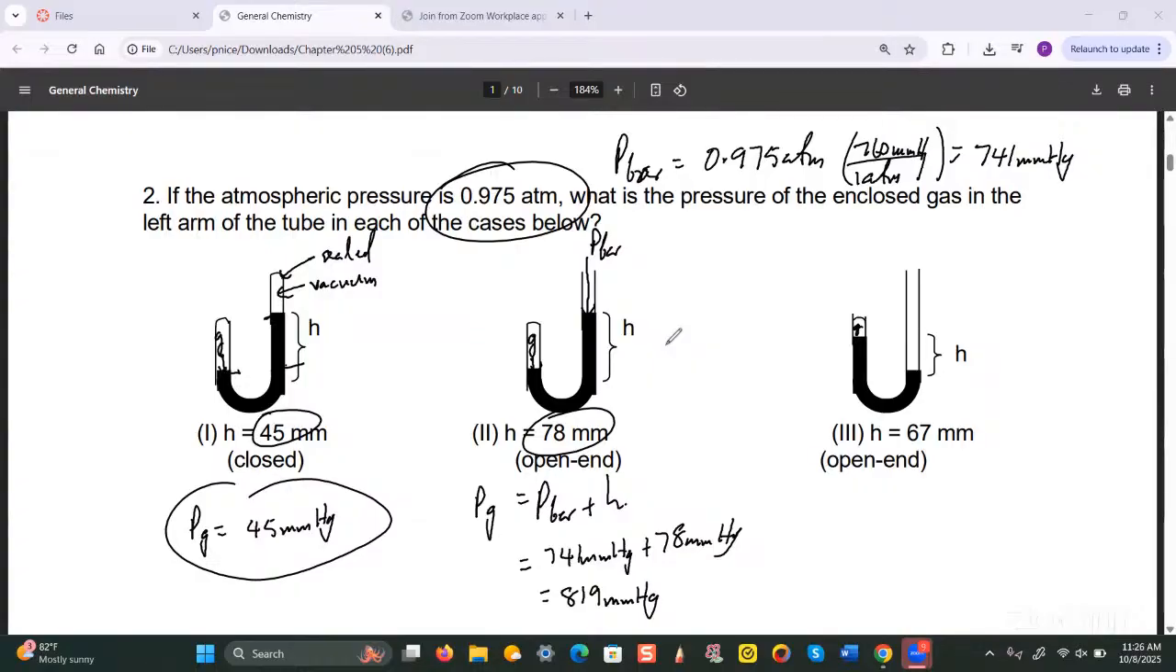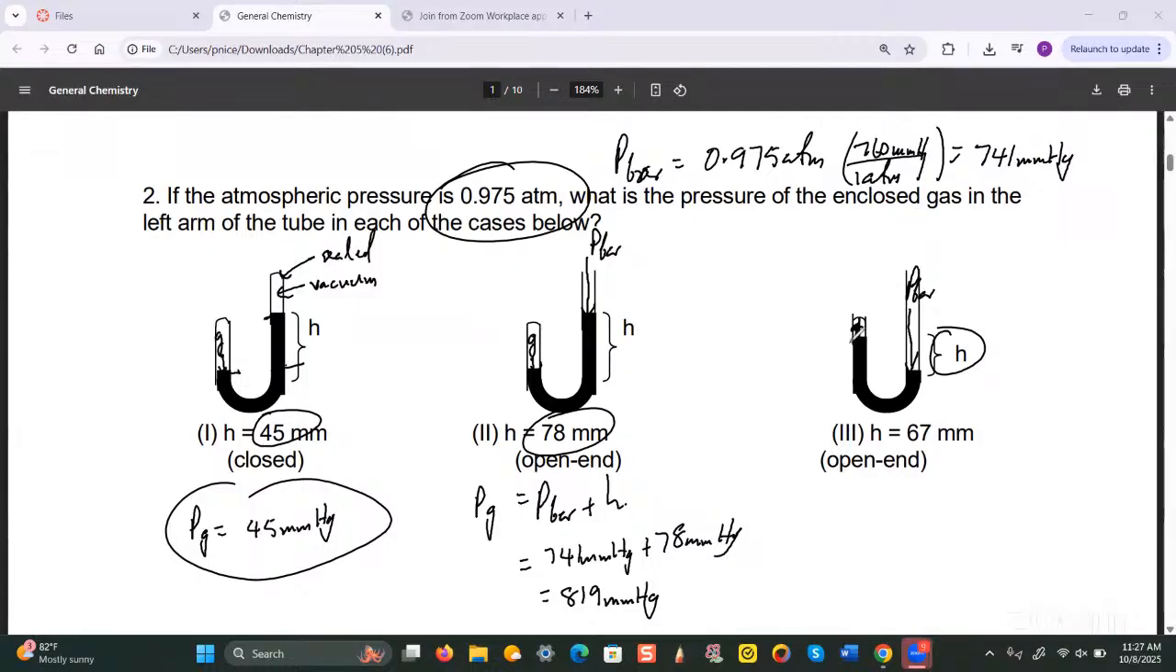Any questions about this one? Okay, now in the case of the third one, again, you're going to have your gas here, exerting pressure here, but this time the height level of the mercury on this side is higher than this side, again by h, right? Also, just as in this case here, because this is open, the barometric pressure will be acting here on the surface of the mercury, which is exposed to the atmosphere.